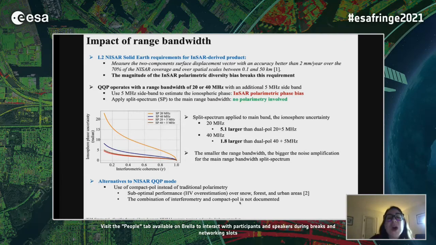So for a dual pole mode, 20 plus 5 and 40 plus 5, where main and sideband are acquired at the same polarization. In other words, the wider the main range bandwidth, the better the accuracy of the ionospheric phase estimate we can achieve. For example, when the main range bandwidth is 20 megahertz, the ionospheric phase uncertainty is roughly 5.1 times larger than the uncertainty that we would achieve by applying the split spectrum for a 20 plus 5 megahertz, where main and sideband are acquired at the same polarization.